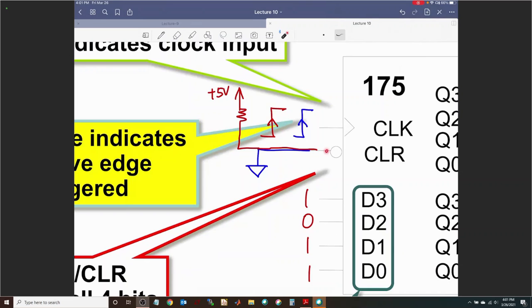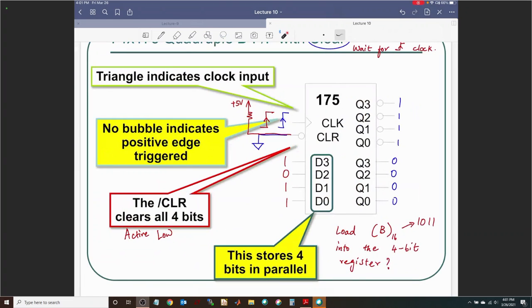You have made sure that the clear is not activated and you have waited for the positive edge of the clock. Those 3 had to be done. And when all of those happen, soon after the positive edge of the clock, through the propagation delay of this particular chip, your loading will be successful. So this will be 1, 1, 0, 1, and then of course this guy will be 0, 0, 1, and a 0. All right, you guys see that?